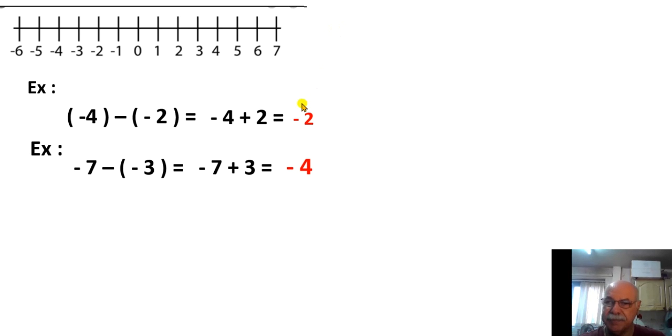See, here also same. This question same, minus 2. Because minus 4 plus 2, 1, 2, it becomes minus 2. Minus 7 plus 3, 1, 2, it becomes minus 4. Minus 4.